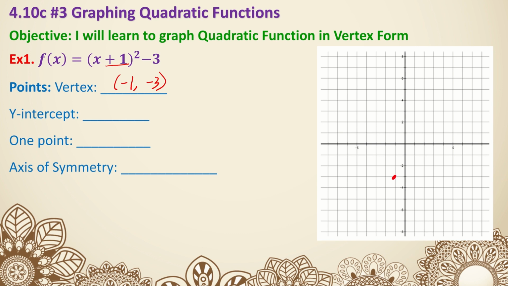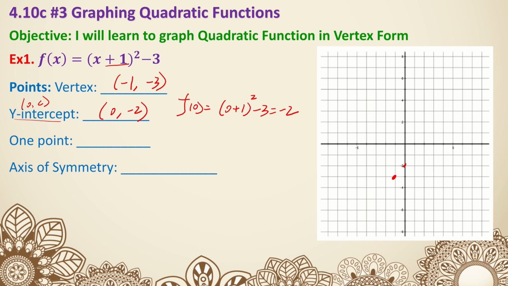Next, y-intercept. Even though it's not the easiest to identify the y-intercept like in standard form, because in standard form, again, the y-intercept would just be the 0, c. In this case, we don't have the c, so we do need to plug in the 0. 0 plus 1 squared is a 1, minus 3 is a -2. So the y-intercept is 0, -2.